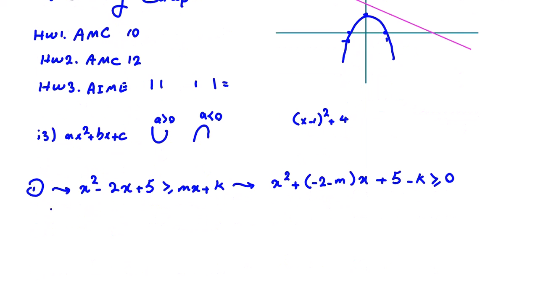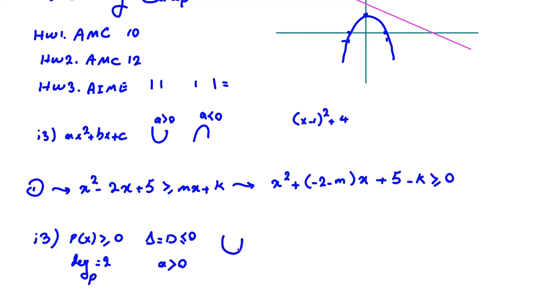So let me tell you idea 3. When one polynomial is always greater than or equal to 0, for example f of x of degree 2, in general p of x, then we can conclude the delta, or discriminant, is less than or equal to 0, and the leading coefficient is greater than 0. So it will be like this. Now use this to analyze the first inequality, then analyze the second and find all m's. Try first on your own.